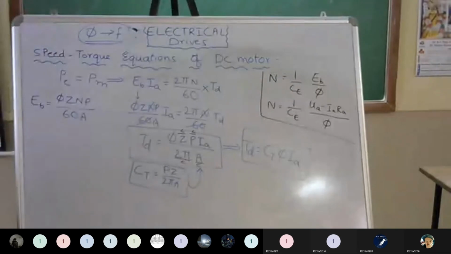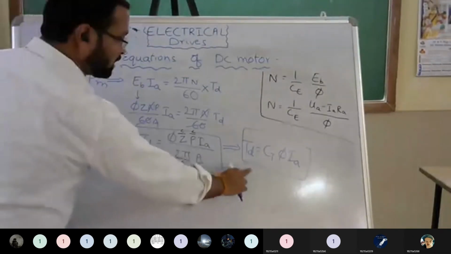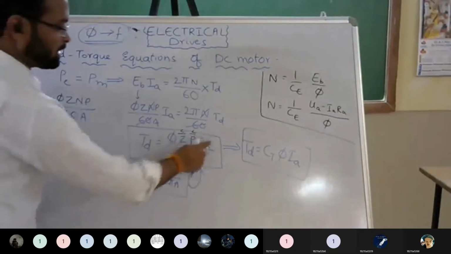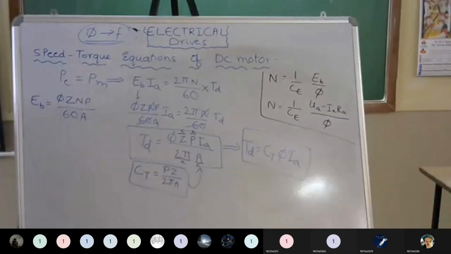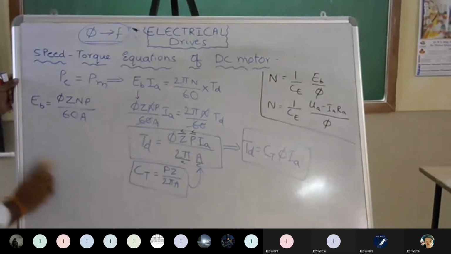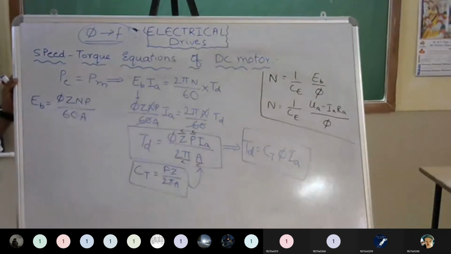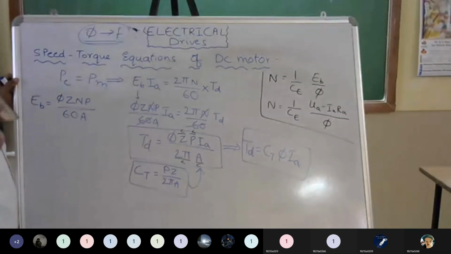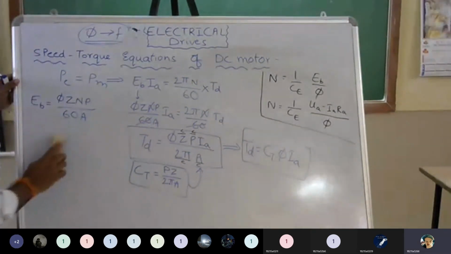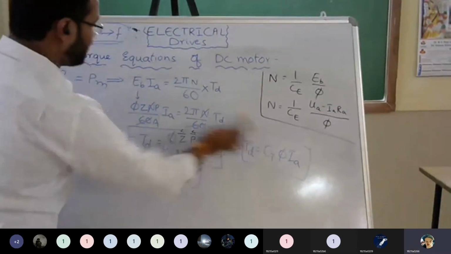Clear? I can write it like this, or not? What is left? Phi and IA. Remaining everything is constant, so I can take it as a constant C. Guys, yes or no? Am I audible? Yes, sir. So this is the torque developed formula.